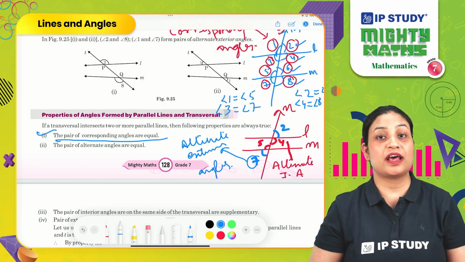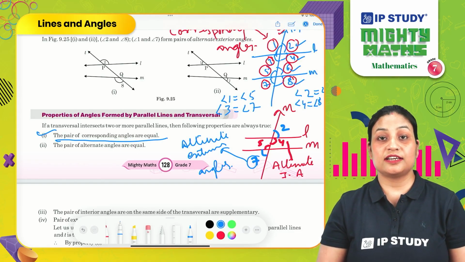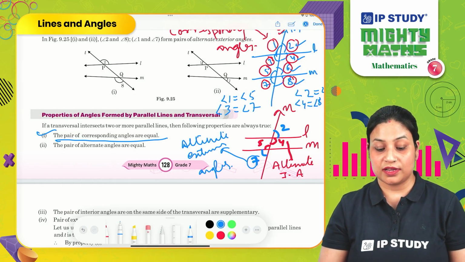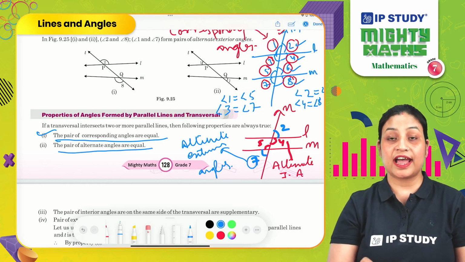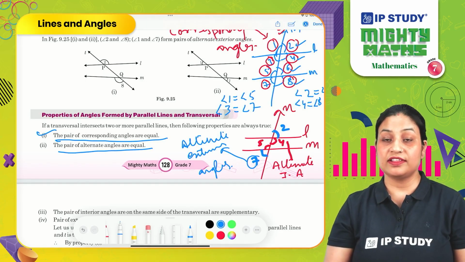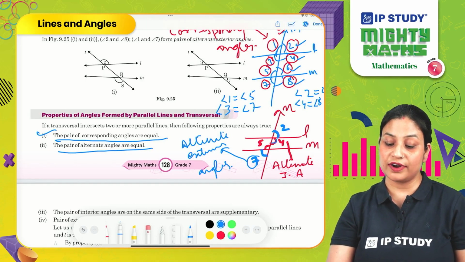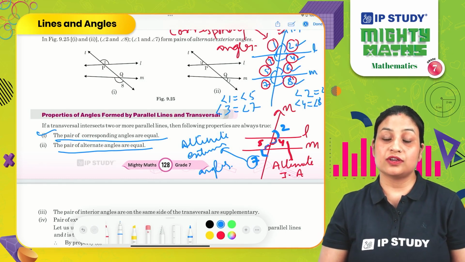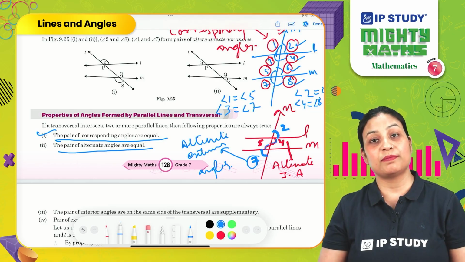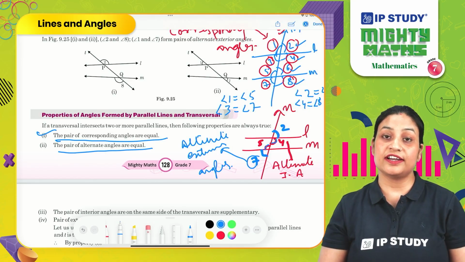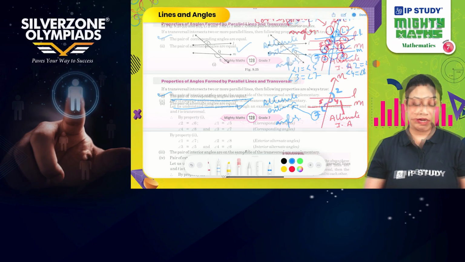So whenever a pair of parallel lines is intersected by a transversal at distinct points, we say that the corresponding angles so formed are equal. Secondly, the pair of alternate angles are equal. So we have just discussed angle 2 and angle 7, they are alternate exterior angles, and angle 4 and angle 5 are alternate interior angles. So these angles are also equal. So whenever a parallel line is intersected by a transversal at two different points, then the alternate exterior angles and alternate interior angles will always be equal.